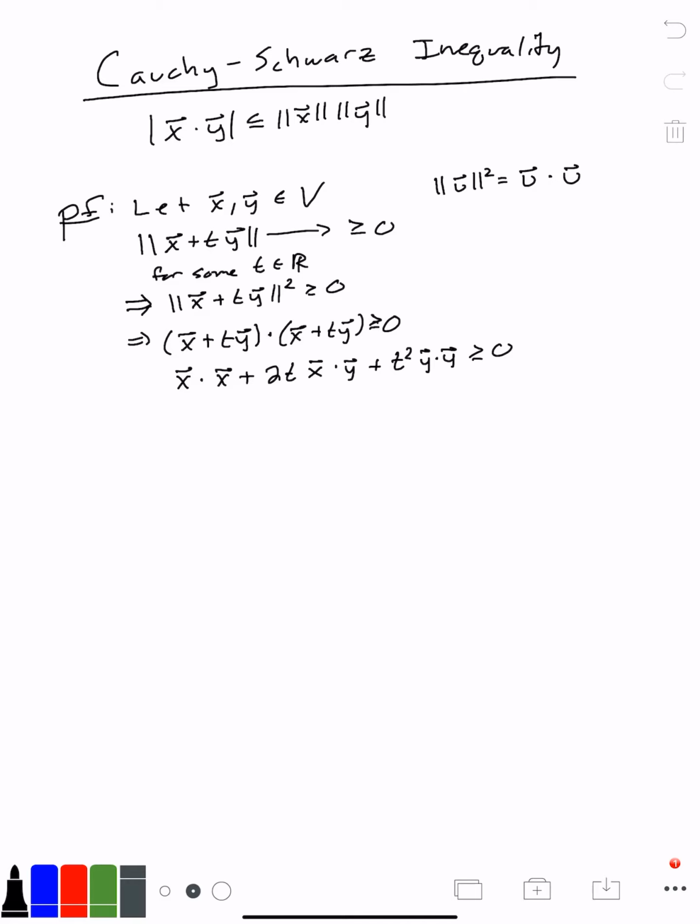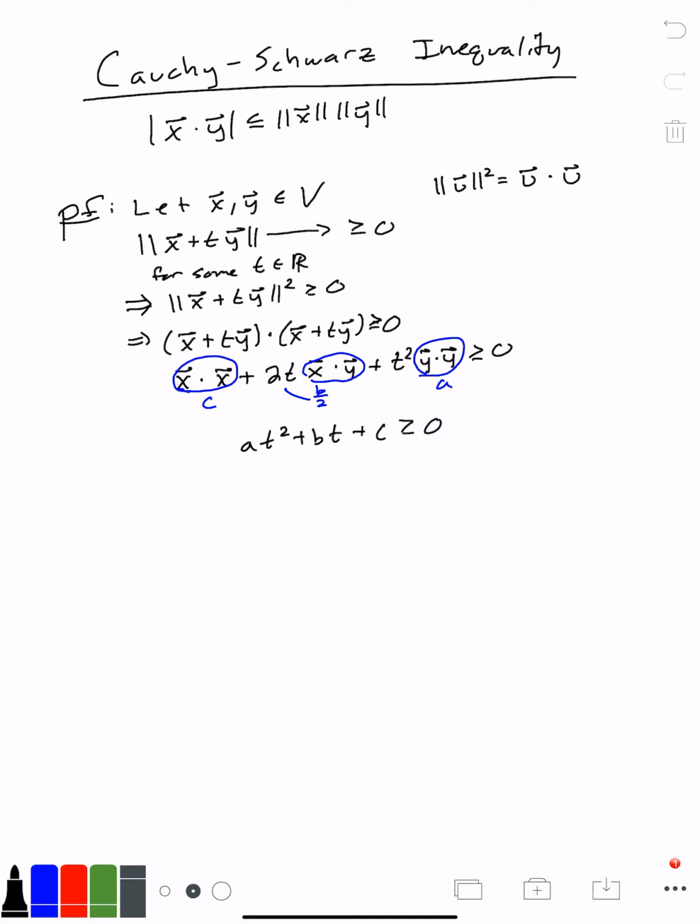Now the thing is, x dot x, this is just some number, I'll call it c. X dot y is some number, I'll call it b over 2, just so that when you combine it with a 2 it becomes b. And y dot y is some number, I'll call it a. So that means I can write this as at squared plus bt plus c is greater than or equal to 0.